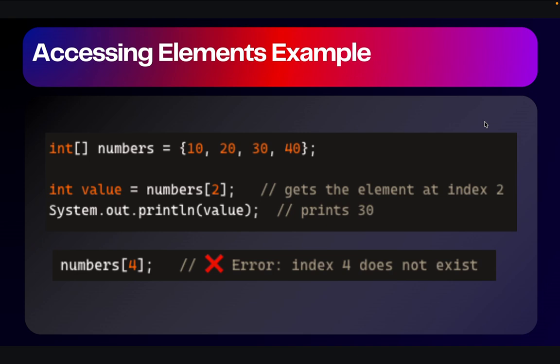So if you were to do numbers[4], it would cause an error, and this is one of the most common mistakes a lot of people come across: assigning or requesting an index that does not exist. So you do have to remember and keep in mind that your indexes are starting at 0.